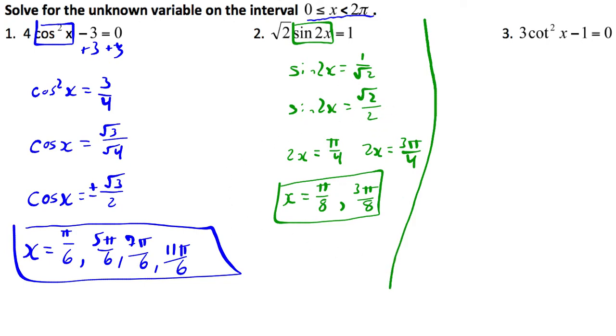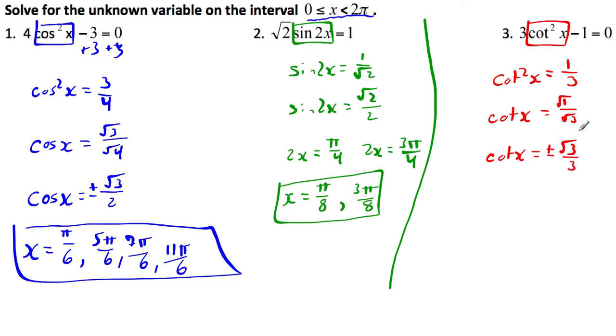Okay? And then finally over here, 3 cotangent squared of x minus 1. So again, isolate this value. So I get cotangent squared of x is equal to 1 over 3, which I have to take the square root of. So that means the cotangent of x is equal to 1 over the square root of 3, but because I take the square root of both, I get plus or minus. So cotangent of x is equal to plus or minus root 3 over 3 after rationalizing the denominator.